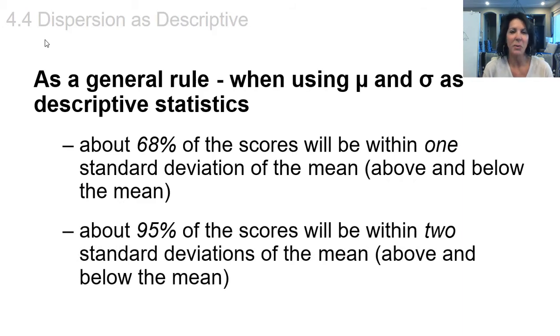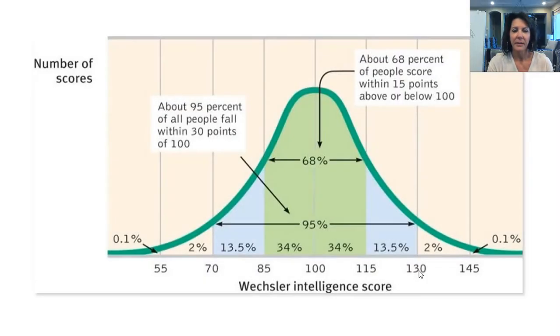And here's another one to write down. About 95% of the scores will be within two standard deviations of the mean. That means two standard deviations above and two standard deviations below. Let's take a look at this graph of the Wechsler Intelligence Scale to get a better sense of how we can use standard deviations and means together.